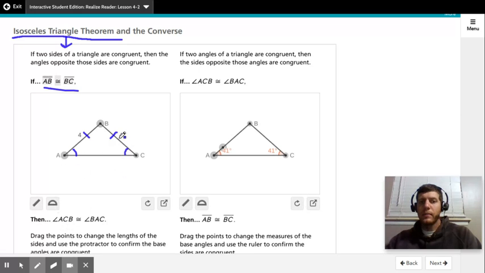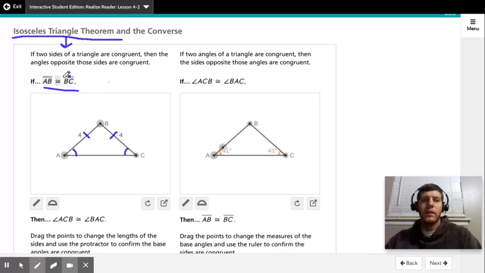And again, they just named them using the 3 points instead. So angle ACB would be the same as angle C. And then angle BAC is the same as angle A. Okay, so that's the isosceles triangle theorem. And then the converse is just the converse of that.